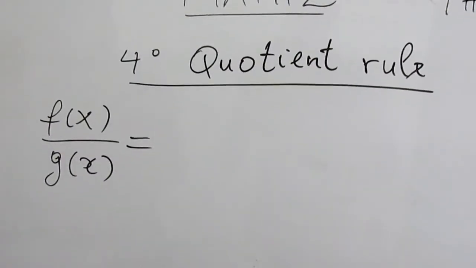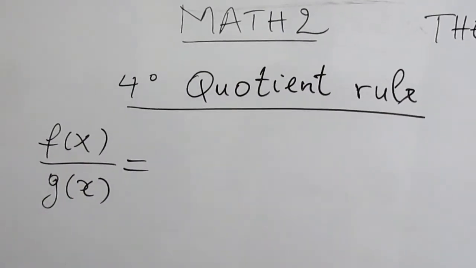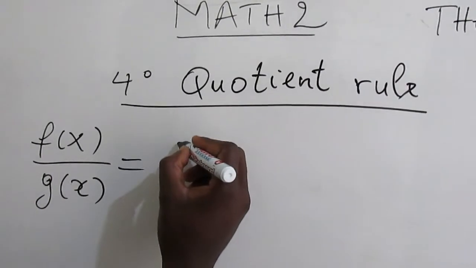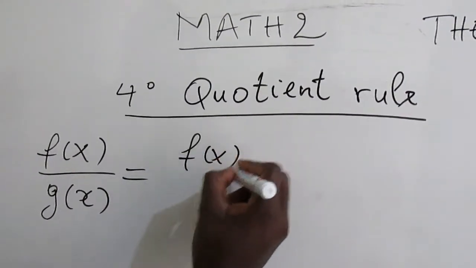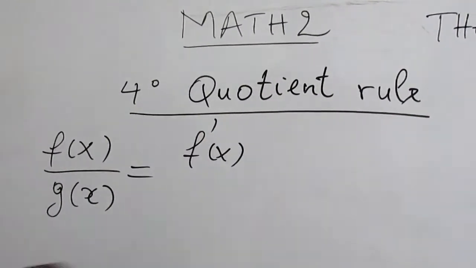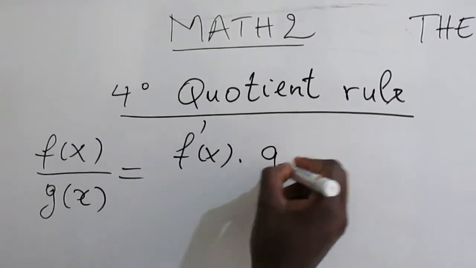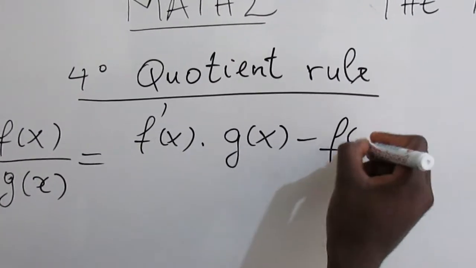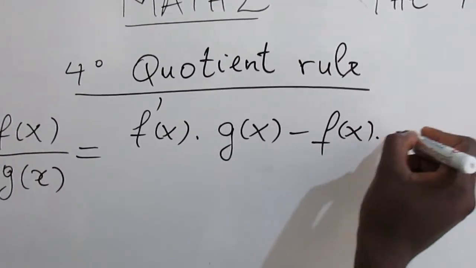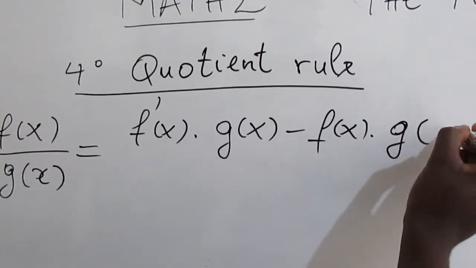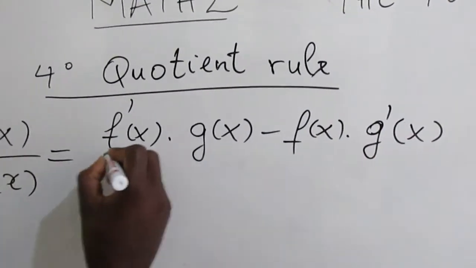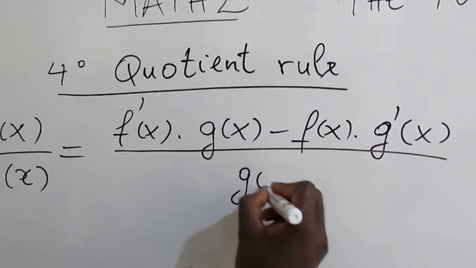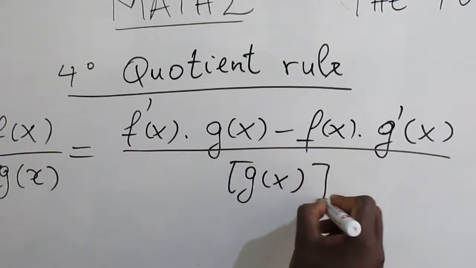We are recalling all the formulas you know already. So here it's going to give us f of x, you derive it, then you multiply by g of x, minus f of x, you don't derive, then you derive only g of x, over g of x squared.